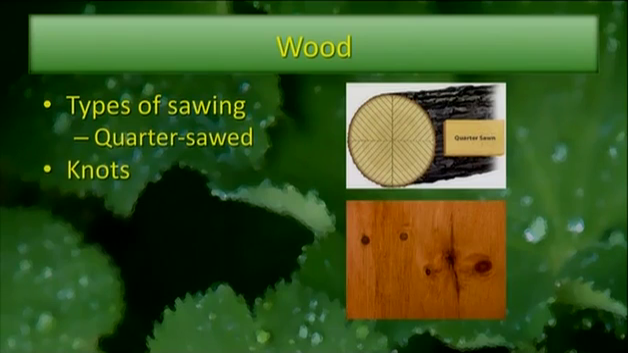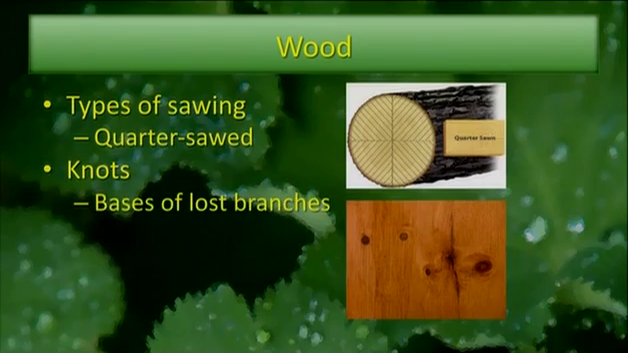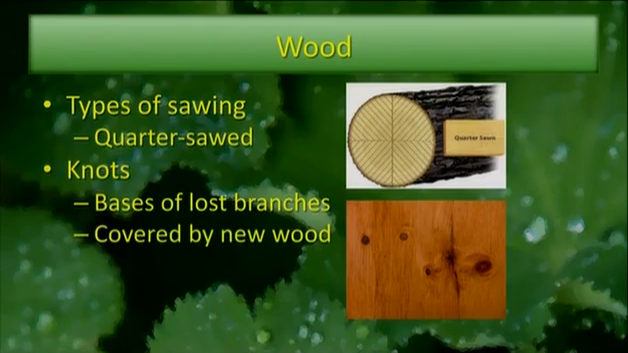Now knots are actually bases of lost branches, all right? So these are old branches lower down in the stem, okay, and they're covered by new wood produced by the cambium, okay? So there are more knots in the older parts of the log toward the center, and knots usually weaken the board. The more knots are in the board, the weaker the board is.